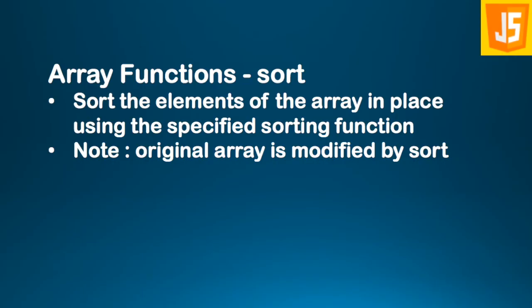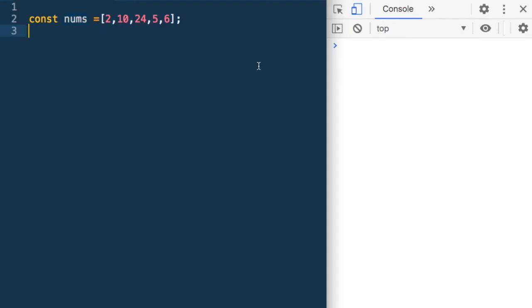An important function is sort. So sort is a requirement we have a lot of times. And what does sort do? Sort sorts the elements of the array in place using the specified sorting function. So we'll provide a sorting function. The important thing is that it sorts the elements of the array in place. So what does that mean? It means that the original array is modified by sort. Suppose I have this array of numbers and I want to sort these numbers in ascending order. So how should we do it?